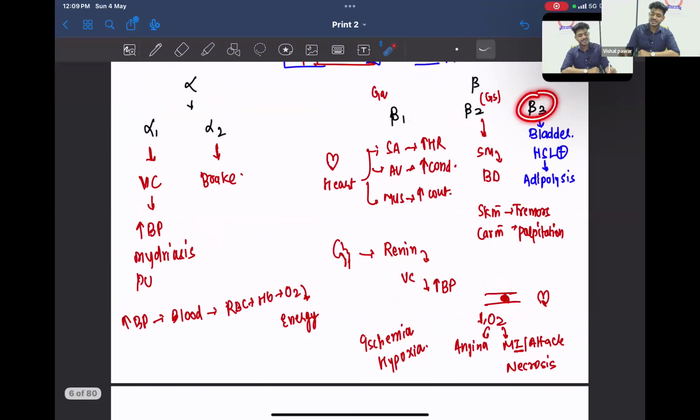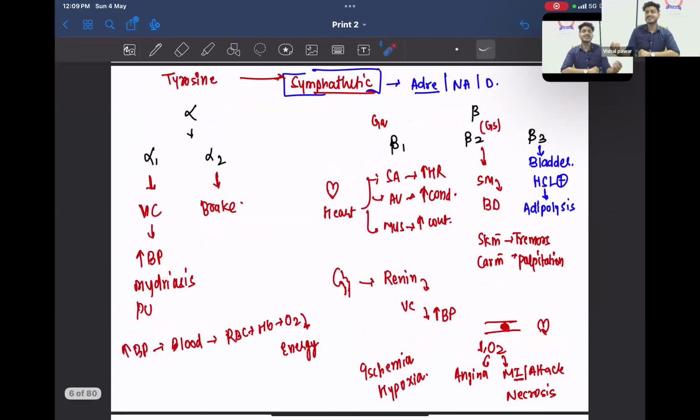This beta 3 is going to be present in the cells, and this is going to be activated by hormone sensitive lipase. Hormone sensitive lipase is going to do what? It is going to break down the lipid. So whatever lipid cells you are having, the lipid is going to be what?